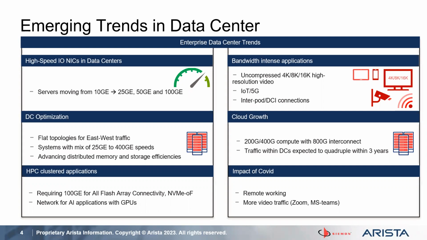The next aspect is there's obviously a lot of east-west traffic within the data centers. Again, you're going to have workloads that are going to be 25 gig, 100 gig, 400 gig. So we're going to have to account for that.